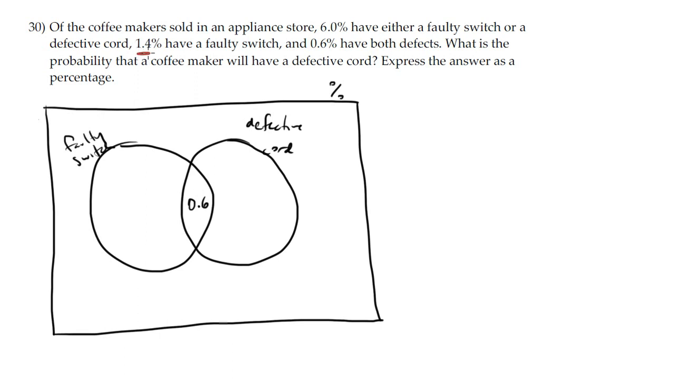1.4 have a faulty switch. So here, this entire circle represents that 1.4%, including that 0.6 that have both defects. So if I have 1.4% minus the 0.6 that's already in the circle, that should be 0.8 that only have a faulty switch.